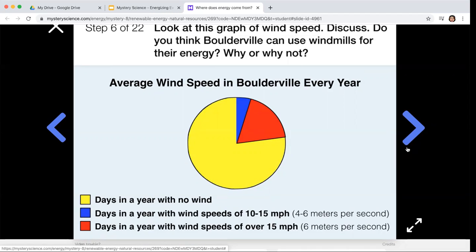So looking at this graph, what do you notice? Do you think they should use wind for their energy? Why or why not?